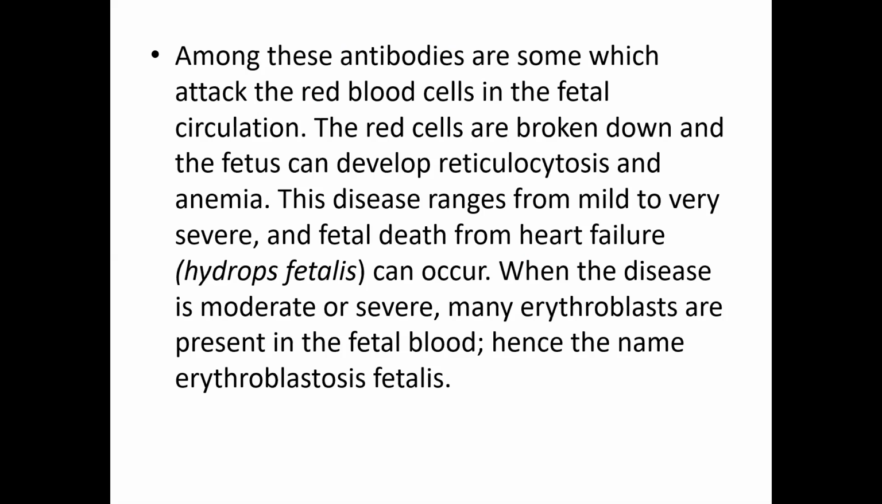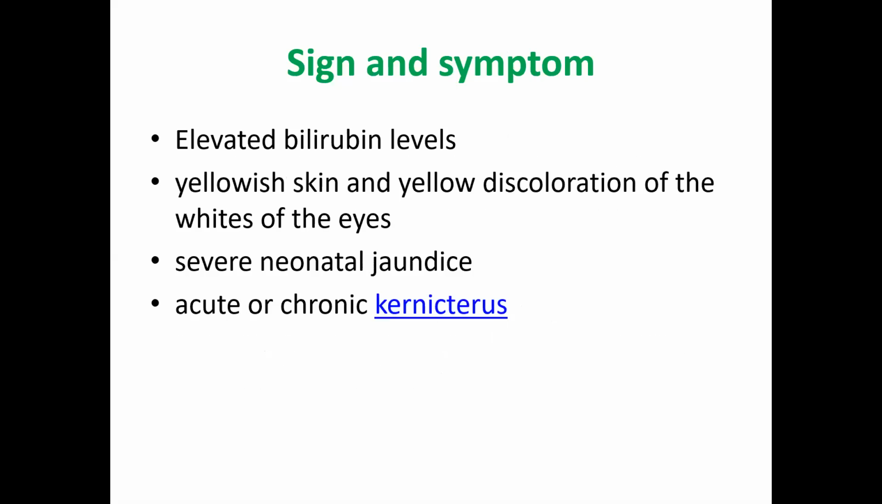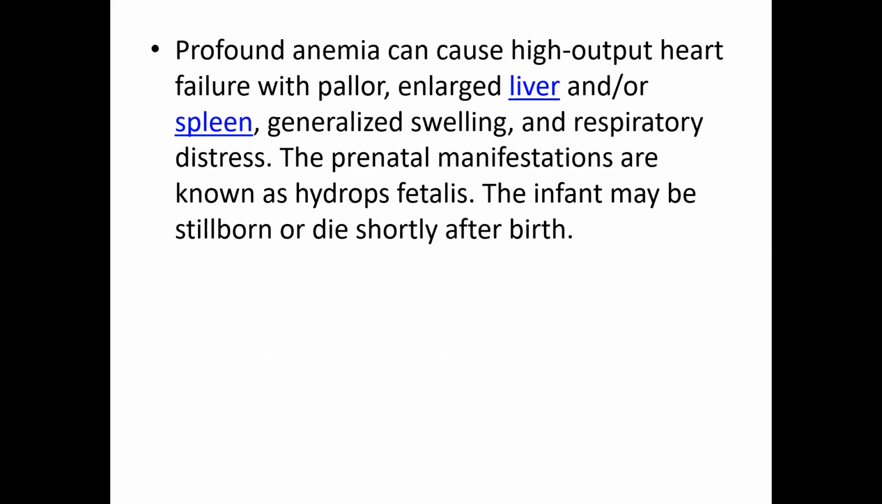When the disease is moderate to severe, many erythroblasts are present in the fetal blood, hence the name erythroblastosis fetalis. Its signs and symptoms are elevated bilirubin level, yellowish skin, yellowish discoloration of the white of the eye, severe neonatal jaundice, acute or chronic kernicterus. Profound anemia can cause high-output heart failure with enlargement of the liver and or spleen, generalized swelling, or respiratory distress.